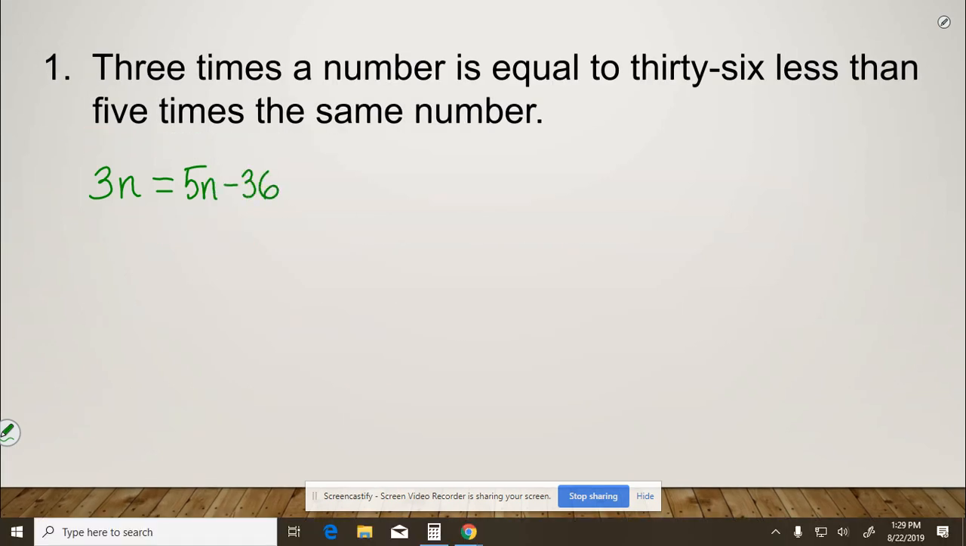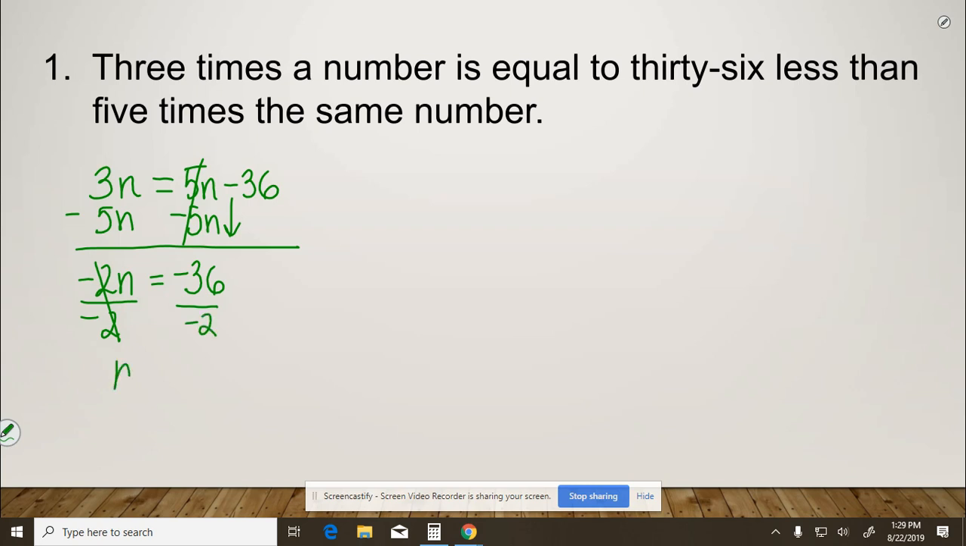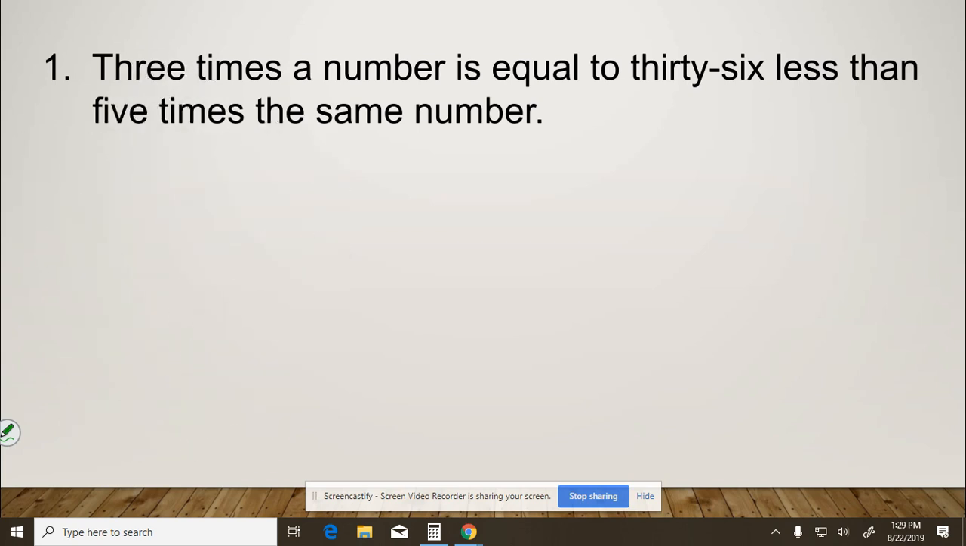All right, so now 3n and 5n are on opposite sides of the equal sign. They need to be put together. So we're going to take from the side that has 2 terms, bring it over to the side with 1. So we're going to subtract 5n from both sides. 3n minus 5n is negative 2n equals, bring down the negative, negative 36. Now we divide by the coefficient, which is negative 2. And we get n equals a positive, because a negative divided by a negative is a positive. And half of 36 is 18. Done. All right. Next problem.